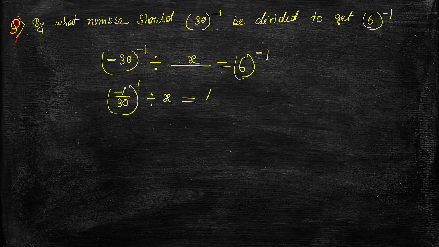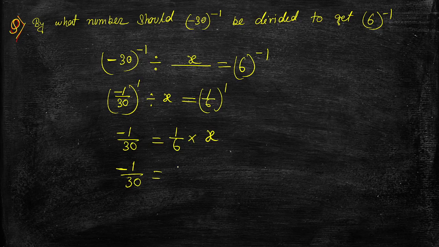then this is 1 by 6 to the power 1. So this is minus 1 by 30, to the power 1 means this only, and this is 1 by 6. Now x is in division, right? So x will come here and x will be multiplied. So minus 1 by 30 is equal to x by 6.